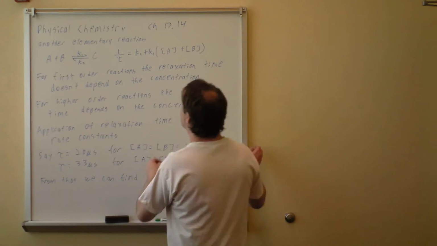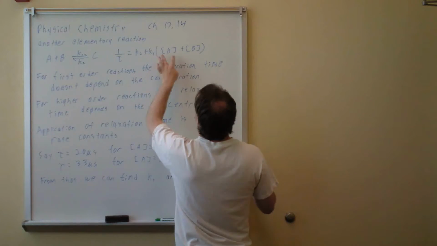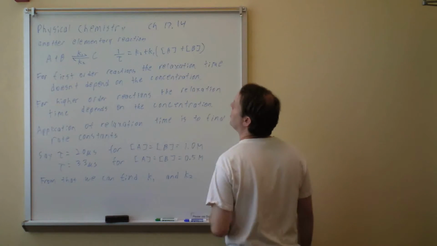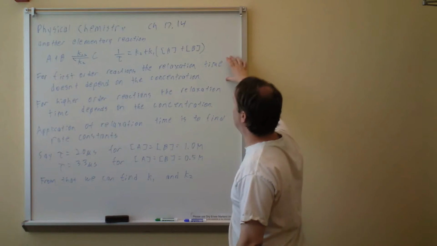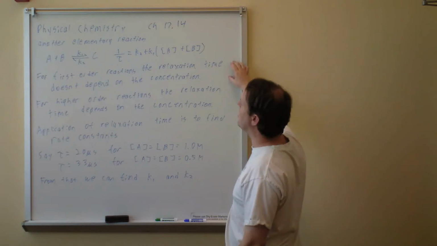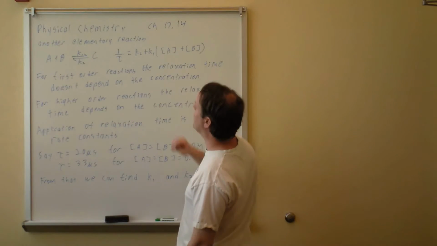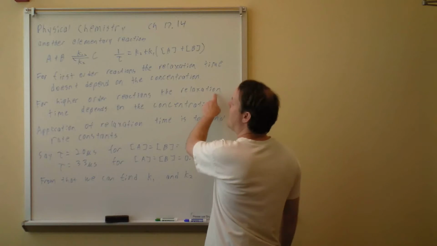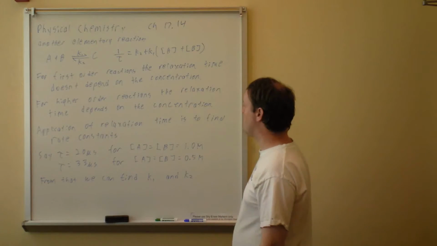constant K2. Then 1 over tau is going to be K2 plus K1 times the concentration of A plus the concentration of B. So for first order reactions, the relaxation time does not depend on the concentration. But for higher order reactions, the relaxation time is going to depend on the concentration.